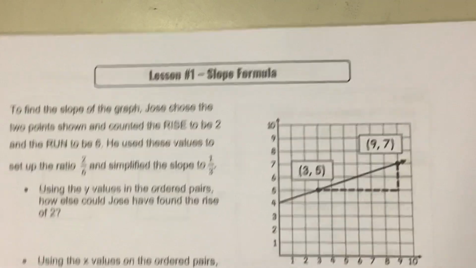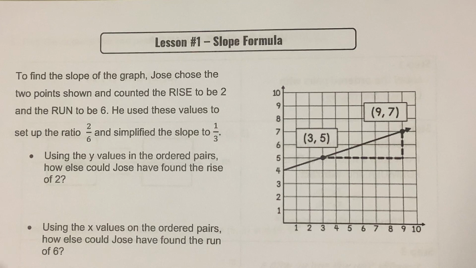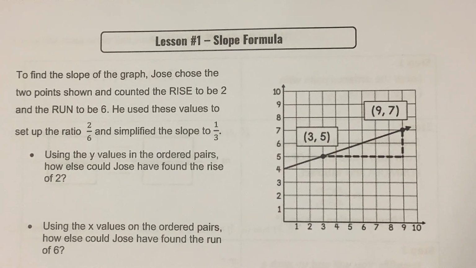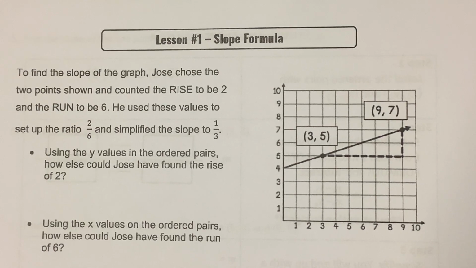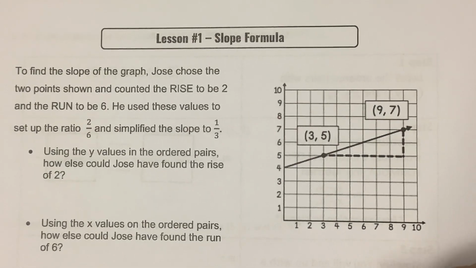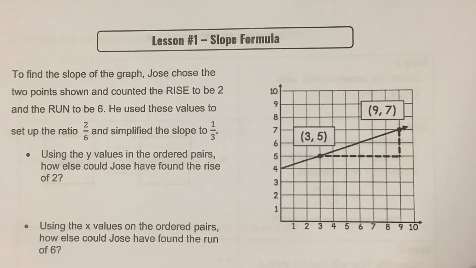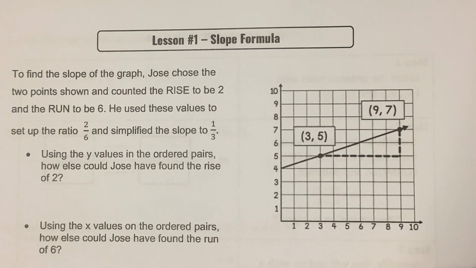Now, I know what you're thinking. You're like, I already know the slope, Miss Bono. It's rise over run. You're right, it is. But this is just a way to do it a little easier. So your job, I want you to look at this, and before I start talking, I want you to think, what is that slope? What is the rise? What is the run?